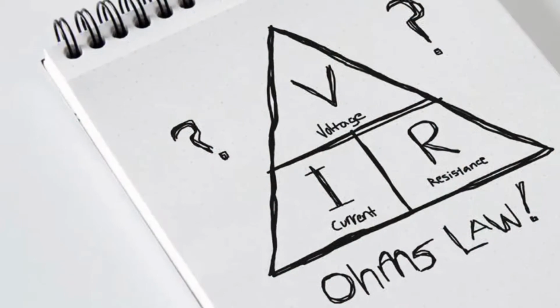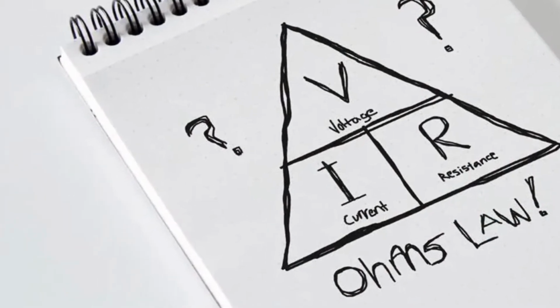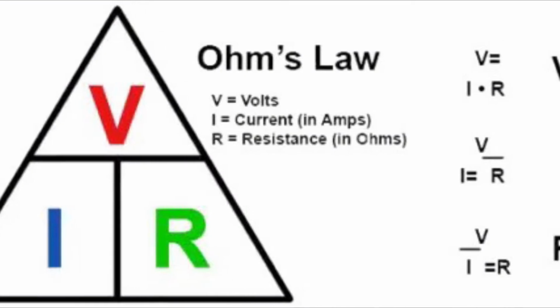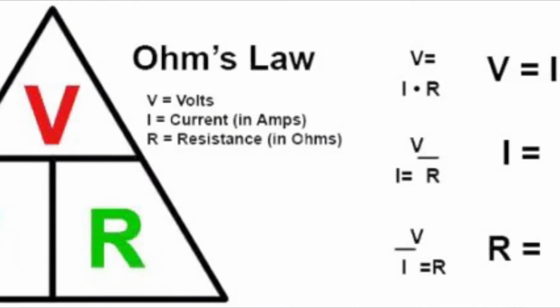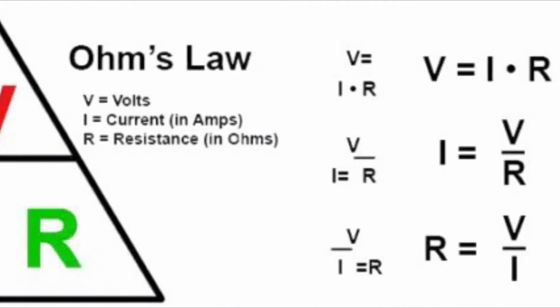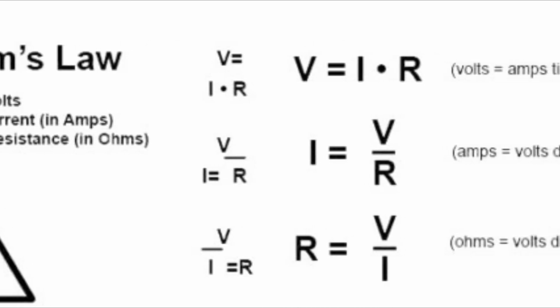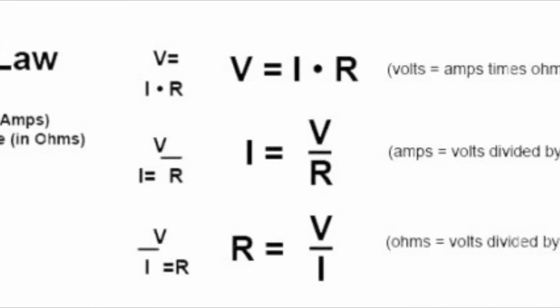You can use the Ohm's law triangle, V equals I times R, to help us work out the resistance. You can rearrange this formula in many different ways: V equals I times R, I equals V over R, or R equals V over I.